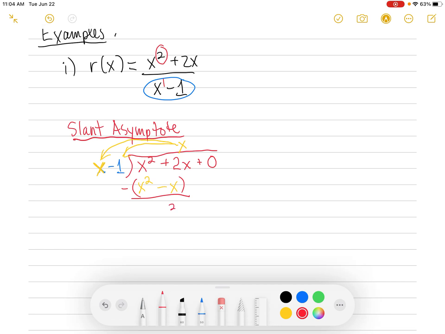x squared minus yellow x squared is 0. Red 2x minus a negative x is going to give us a positive 3x. Okay, then we're going to bring down this 0 here.